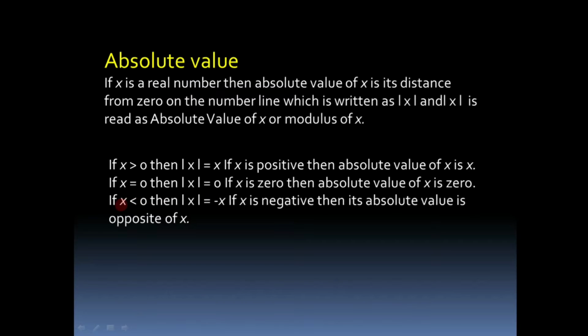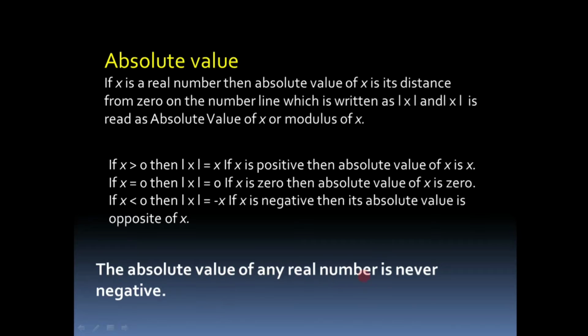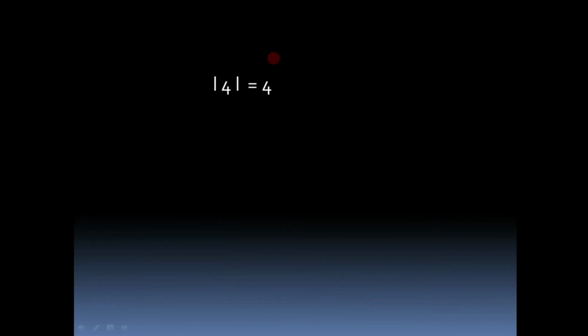So if x is less than 0, that means it is a negative value. The absolute value is the distance of that point from 0, so it cannot be negative. So for that one, the modulus of x is treated as minus x, so as to get a positive value, as minus minus will become a positive. And another point is that the absolute value of any real number is never negative, as it is a distance. Let us illustrate this by an example.